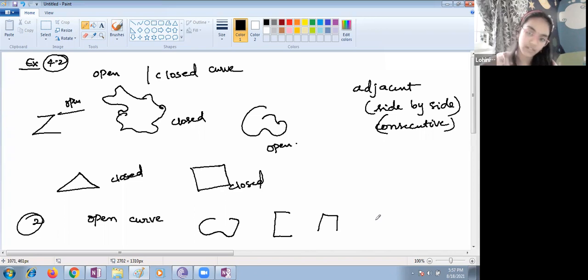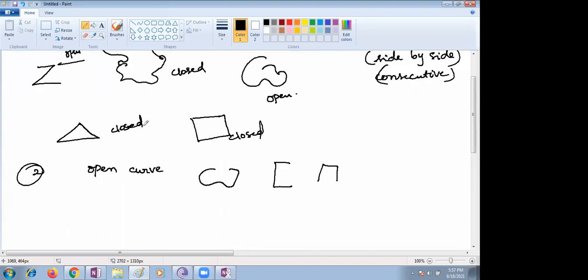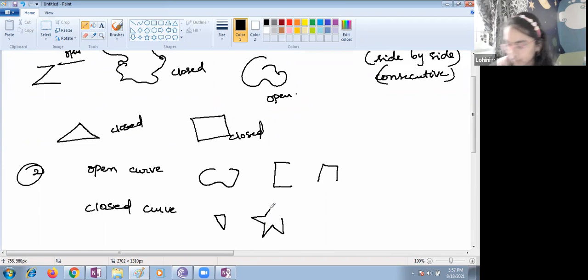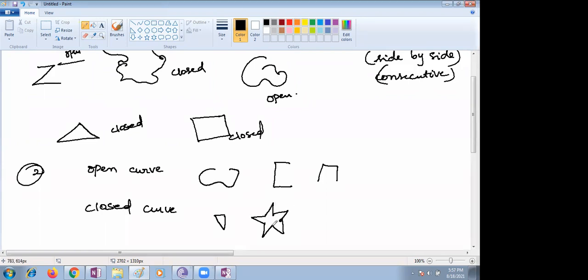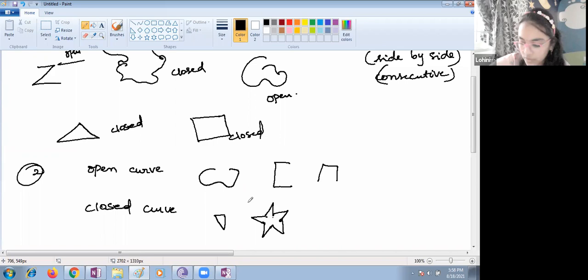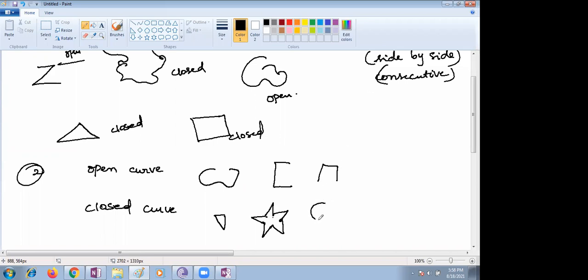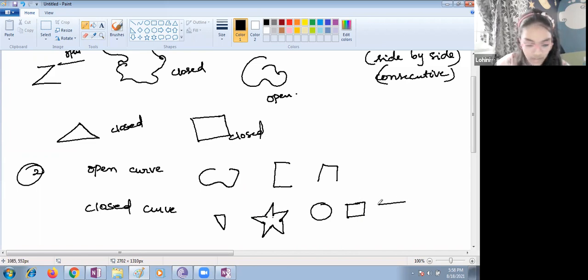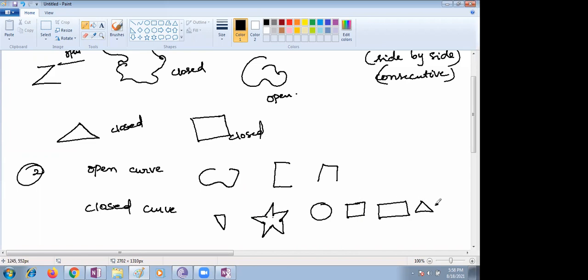Now you have to write some more examples for closed curves. They're asking children in the textbook. Closed curves: starting point and ending point should meet each other. Square. Star. Yes, we can take this also as a closed curve. Square, circle, rectangle, triangle. Ma'am, the quadrilaterals. Yes, all quadrilaterals. Not only that, we can take any sided shape.